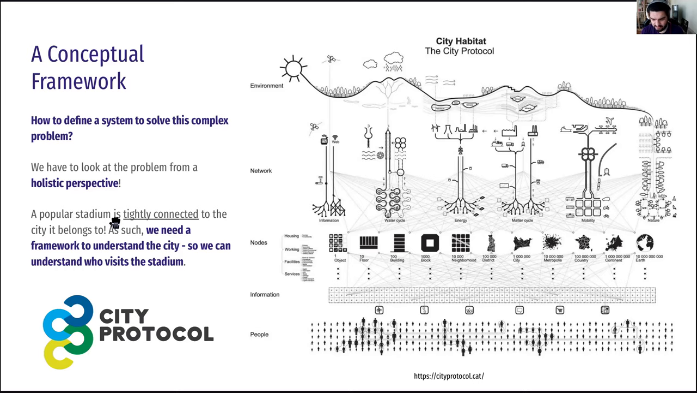And the only way to identify which of those differences are important, and even as important as identifying them, is to measure them, is to look at the city that surrounds the stadium. And to look at the city, you need to have this conceptual framework. We work with the city protocol, which defines the city as a complex system, as a network of nodes, and there are multiple networks. There is a network for information, a network for architectural structure, the water structure, energy structure, how you get the garbage out of the city, how you move people around the city, how nature is present in the city, and so on. And we use this framework to look at the problem, to define what we are going to analyze, what we are going to measure from the people and also from the buildings.